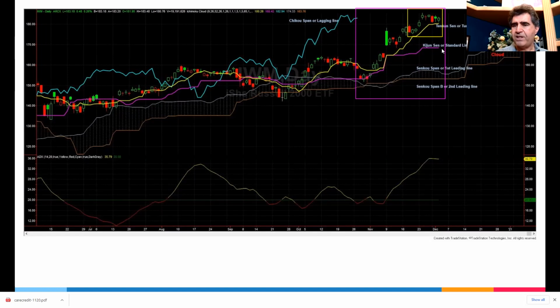On the other hand, we have our standard line. It has a similar idea, except it's longer term. It goes back 26 bars and looks at when was the lowest and when was the highest, and based on that, what is the midline, divided by 2. That's how you come up with this purple line. So this is the fast line, and this is the slow line.